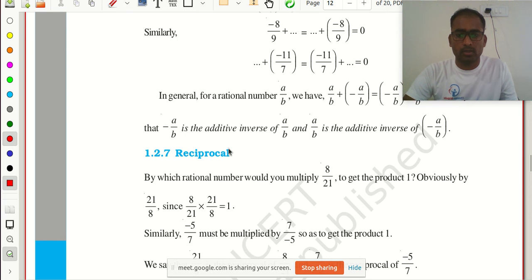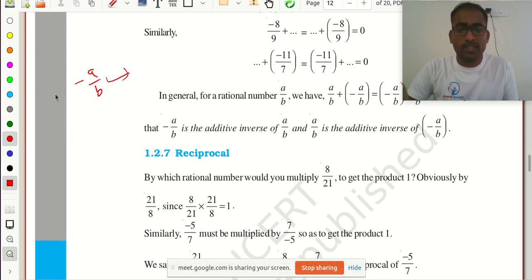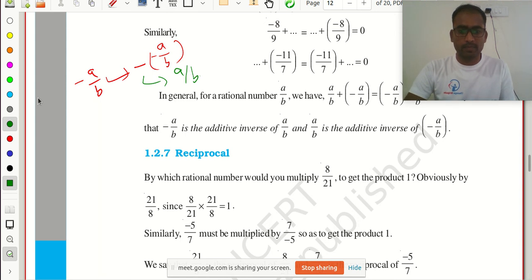Okay. So what is the additive inverse of minus a by b? Yes, minus of minus a by b. See, minus into minus is plus. So I will get a by b. Clear?